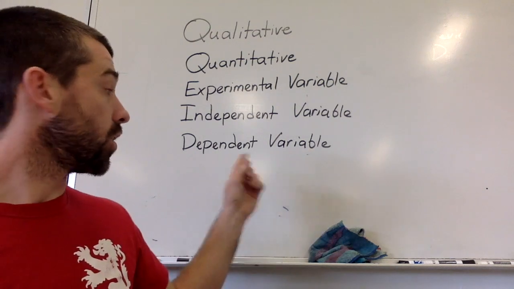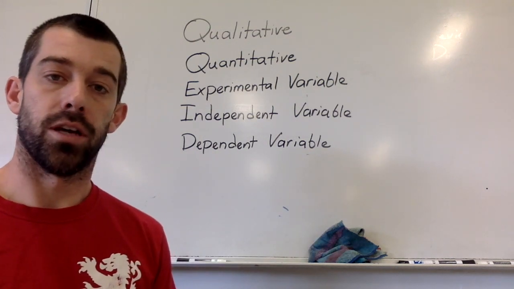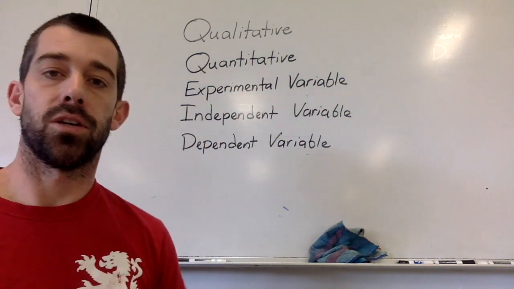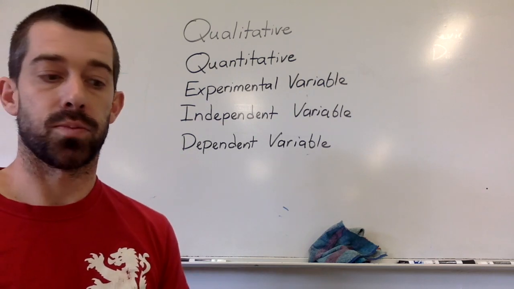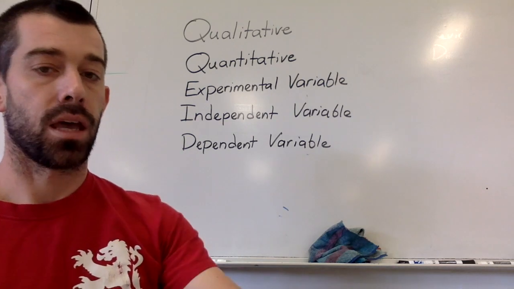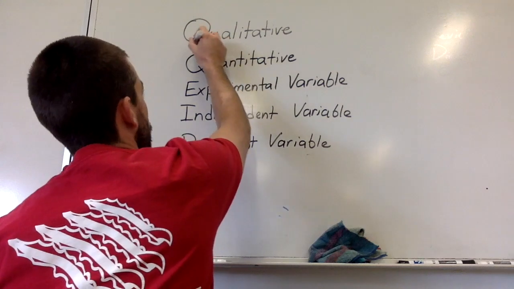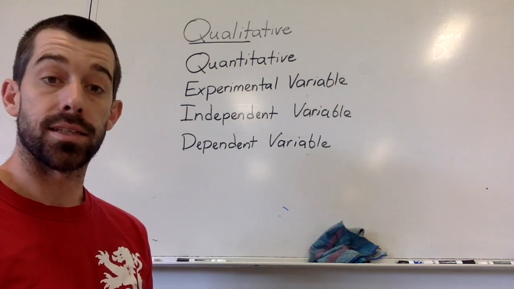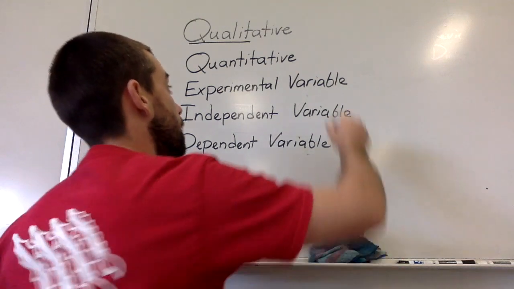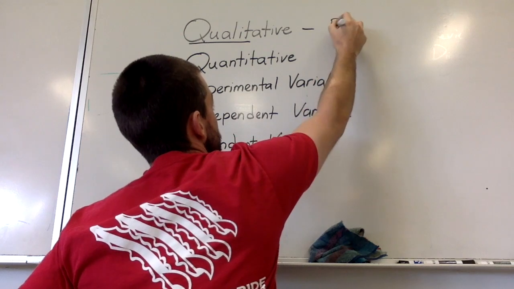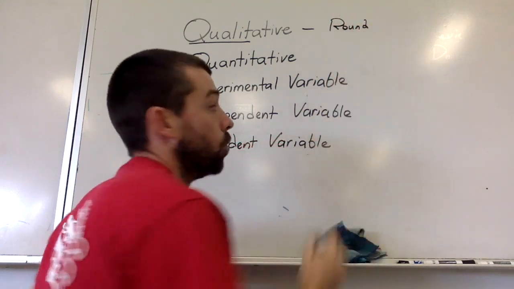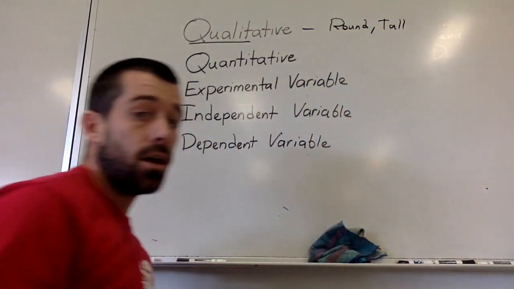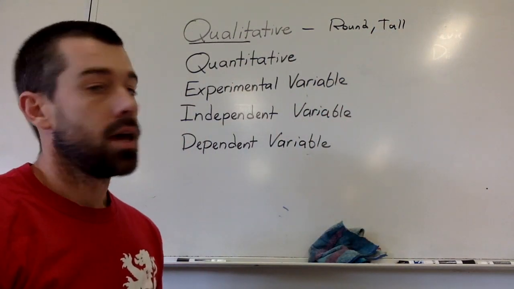So these are the vocabulary terms that I want you to know to start off this year. We'll start with these two. Qualitative and quantitative are opposites. That's probably the first thing you need to know about them. When we talk about things that are qualitative, these are things that are judged by their quality. So you can say, that ball is round, or that person is tall. Okay, now those are qualities.